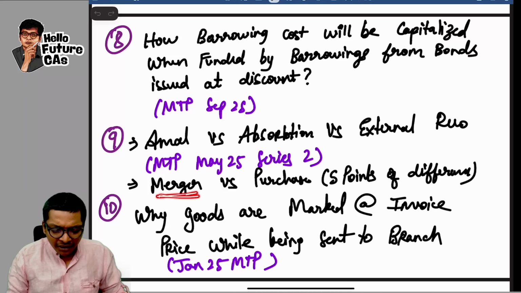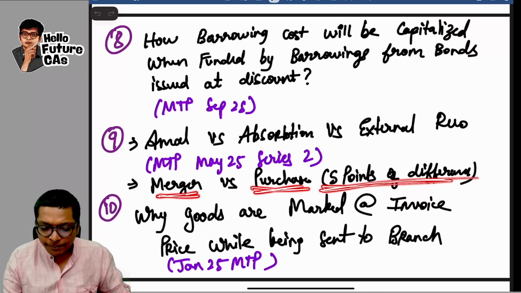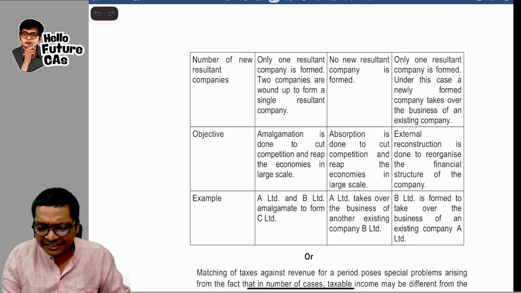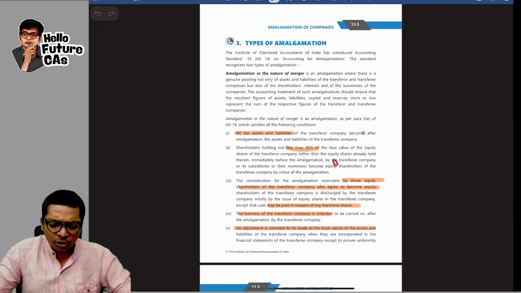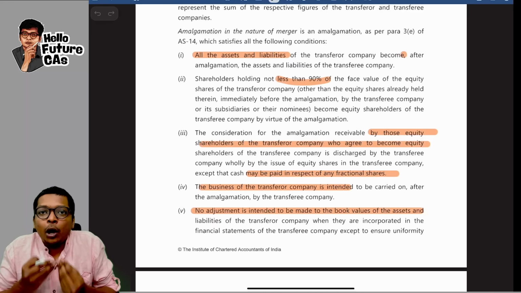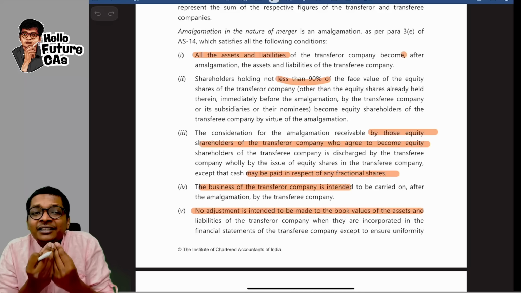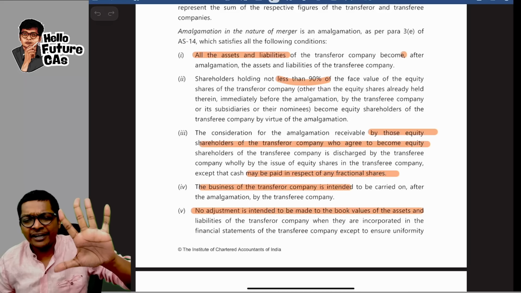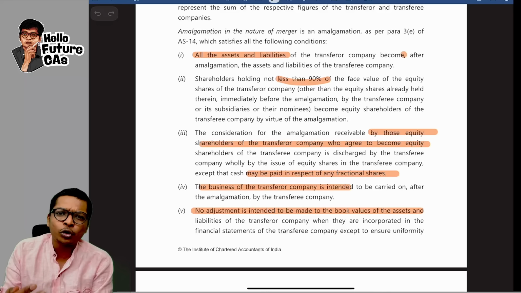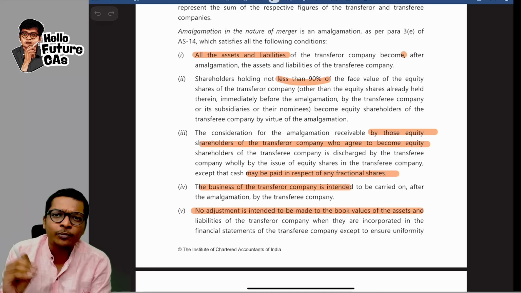Next one, merger versus purchase. 5 points of difference. Whichever class in the country, wherever you have gone, I am guaranteeing you would have studied this, guys. Because in amalgamation, they would have told you how to differentiate merger versus purchase. These 5 points will be there in your notes wherever you went for class. So those points I'm showing you in the study material, learn from your notes, guys.